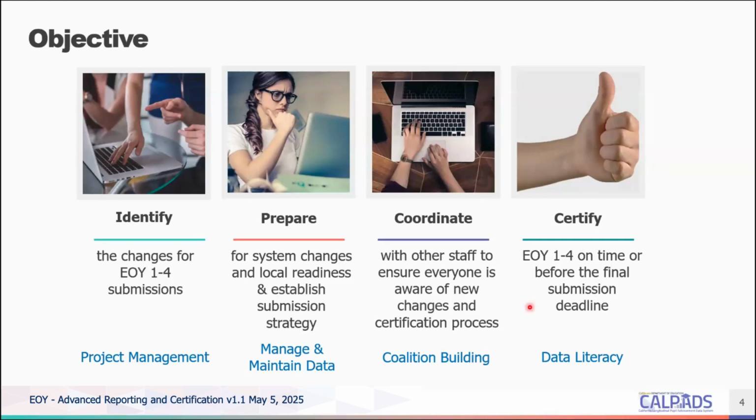So in support of the CSIS mission of increasing local capacity among our LEAs, our trainings have a focus on skill development. Throughout this training and our other trainings, we will provide information and guidance to help you develop some of the skills that are shown at the bottom of this slide, which includes project management, managing and maintaining your data, coalition building internally within your LEA, and data literacy, becoming familiar with the various resources that are available to you to help you with your submissions.